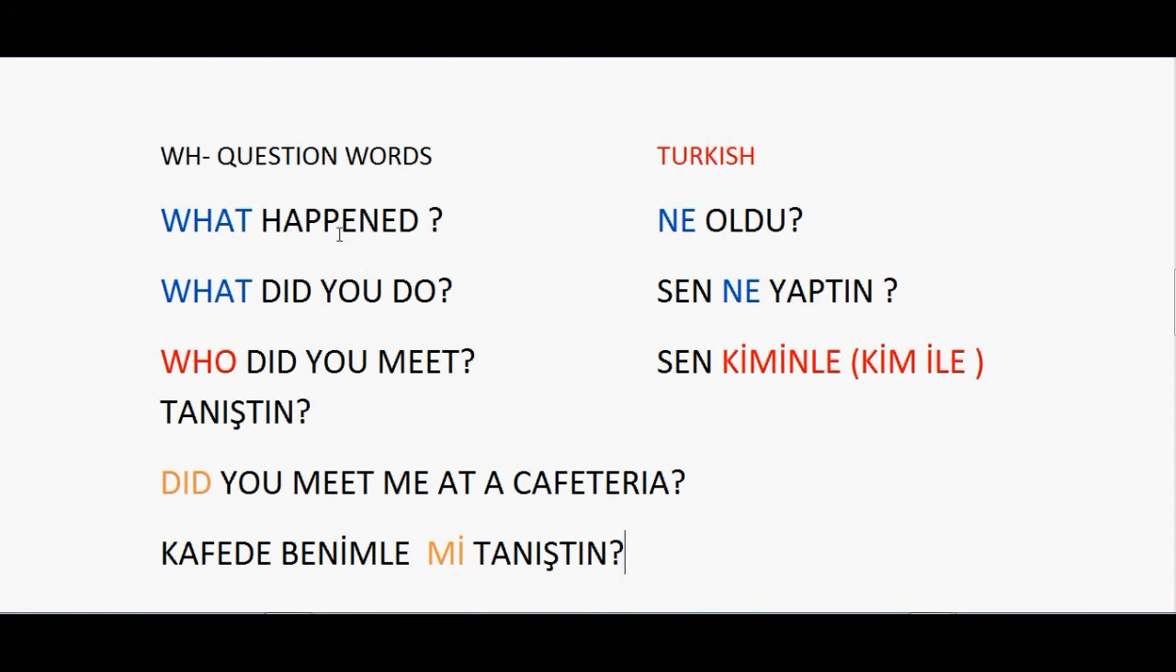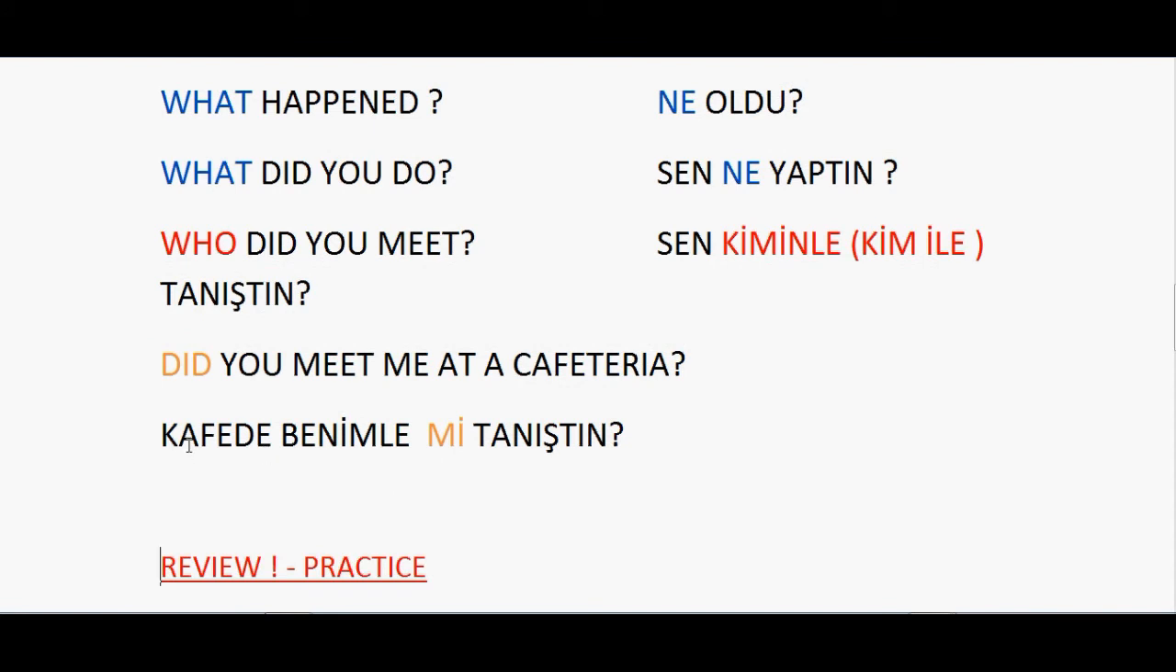Okay, now let's see the question words here, which is more practice. That's why I wrote them down for you. On the right, you see the Turkish examples. Let's see them now. Okay, ne oldu? Sen ne yaptın? Sen kiminle tanıştın? Or you can say in the parentheses kim ile, which means with who, or with whom. And then the last one is here. Kafede benimle mi tanıştın?